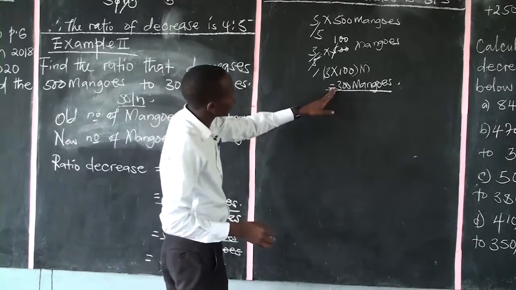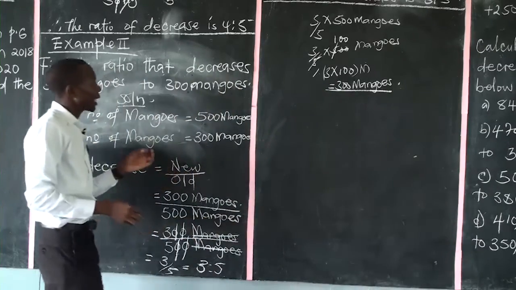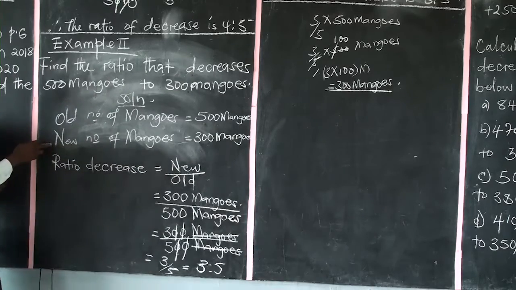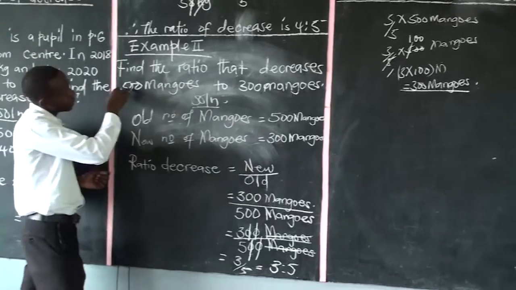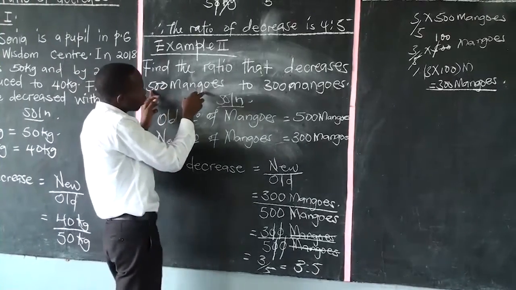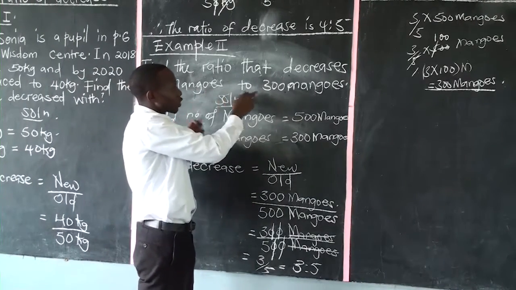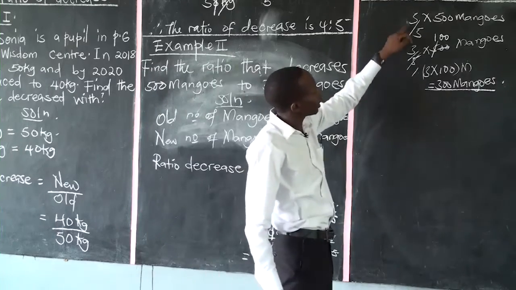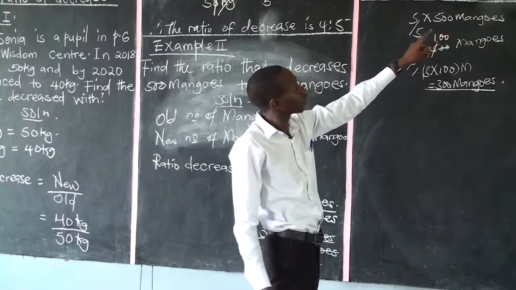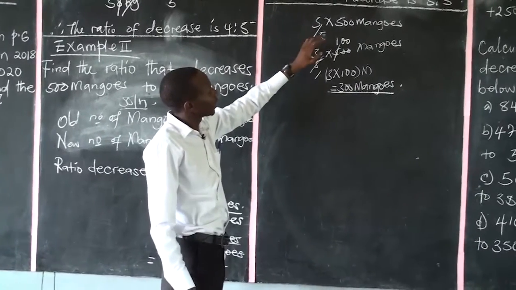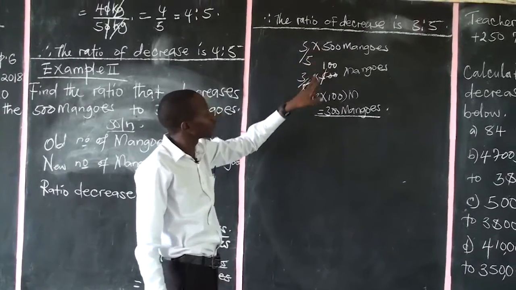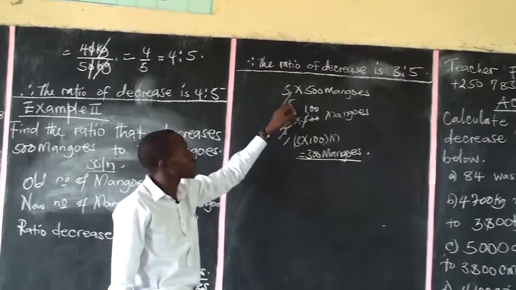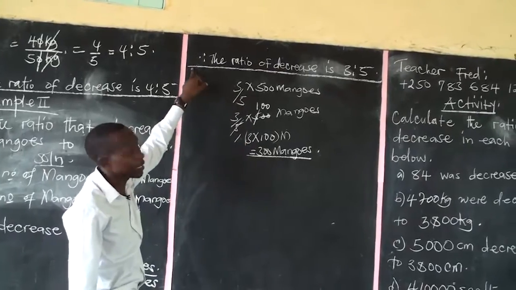Count the number of mangoes. There are 300 mangoes. And you check your second number. What have they given you? According to the question, they said it was decreased. 500 mangoes was decreased to 300 mangoes. And when you use that ratio of 3 out of 5, you will realize that the decrement is in the ratio of 3 to 5. This is just for proving, but the answer ends here.